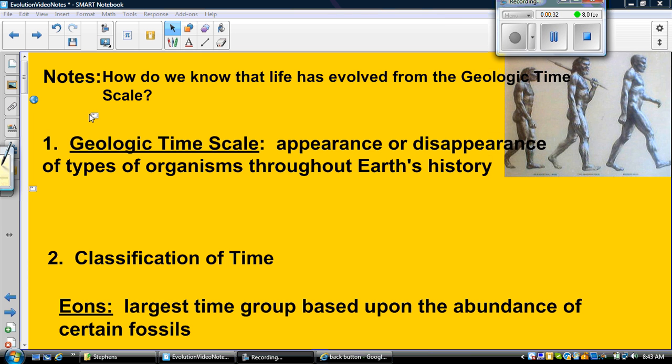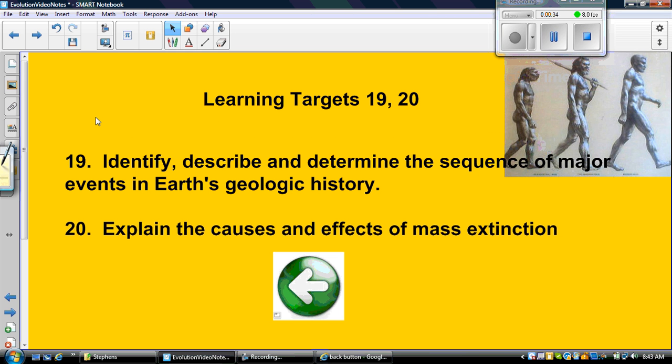So our learning targets, we have two for this section, learning targets 19 and 20. For 19, you should be able to identify, describe, and determine the sequence of major events in Earth's geological history, and you should be able to explain the causes and effects of mass extinction. So now we're going to find out how Earth's history has been sequenced, when things have appeared, when they have disappeared, and why things have disappeared in regards to mass extinction.